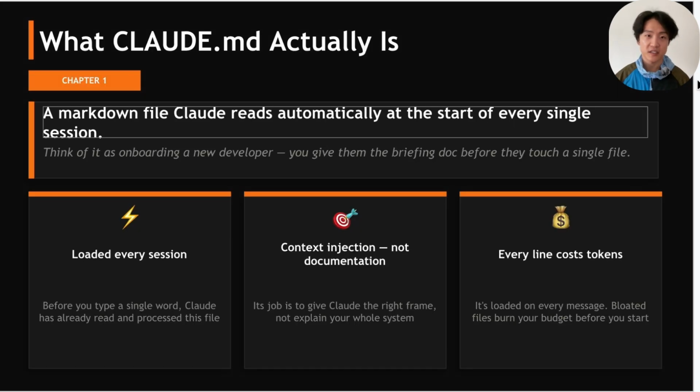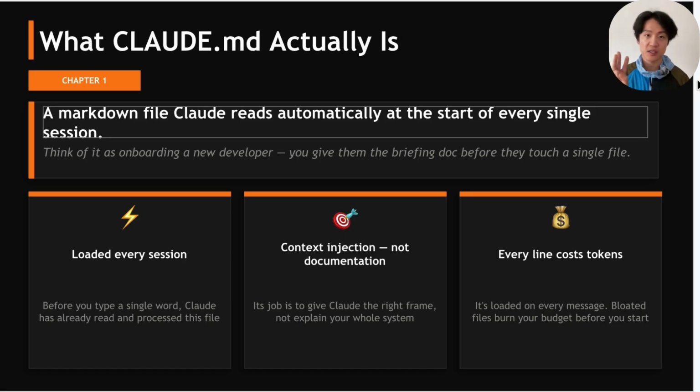So what actually is a CLAUDE.md? CLAUDE.md is a markdown file. MD means markdown. It's a markdown file that Claude Code reads automatically at the start of every single session before you type a single word. You can think of it like onboarding a new developer. Before they touch the code base, you give them a brief document: the stack, the rules, the architecture, what not to touch, and how to do the work, best practices. CLAUDE.md is that briefing document for Claude every single session.